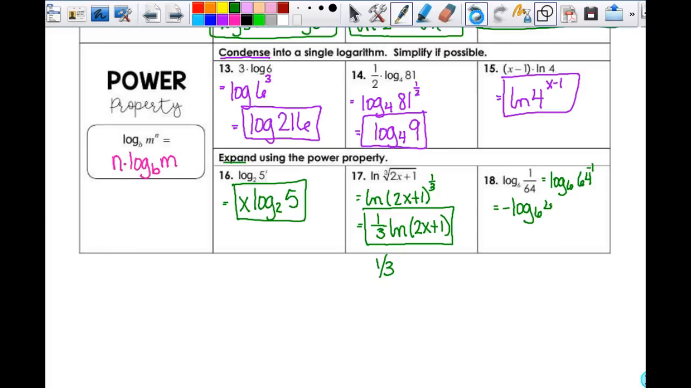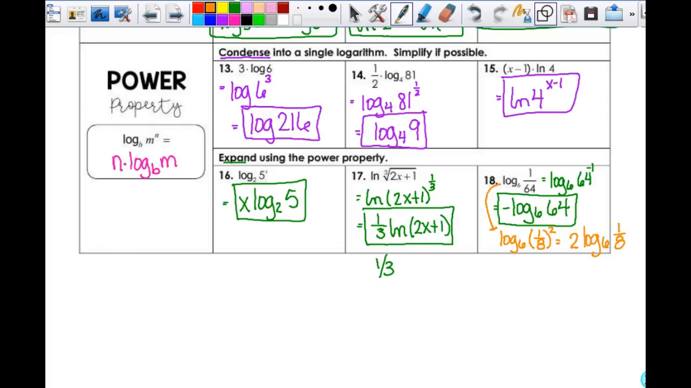So that's one option. Let's talk about a couple of other options here. I could take this and rewrite this as log base 6 of 1/8 squared. Right? That's another way to rewrite that, which means then I could expand it as 2 times the log base 6 of 1/8.